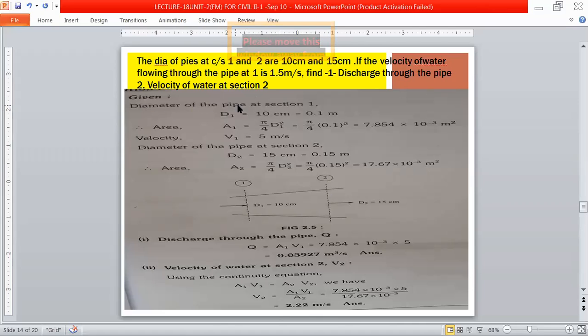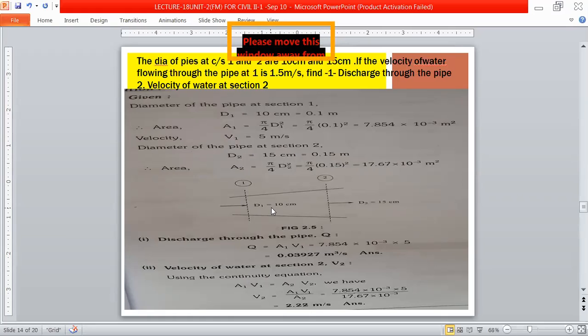Given data: the diameter of the pipe at section 1, write first, D1 is equal to 10 centimeters, converting into meters, 0.1. Area A1 is equal to pi by 4 D1 squared. We need to find the area: pi d squared by 4. Pi by 4 into 0.1 squared is equal to 7.854 into 10 to the power of minus 3 square meters. Next, what velocity is given in the question? V1 is equal to 1.5 meters per second. Next, the diameter of the pipe at section 2: D2 is equal to 15 centimeters, that is 0.15 meter. Then the area A2 is equal to pi d squared by 4. Therefore, the answer is 17.67 into 10 to the power of minus 3 square meters.